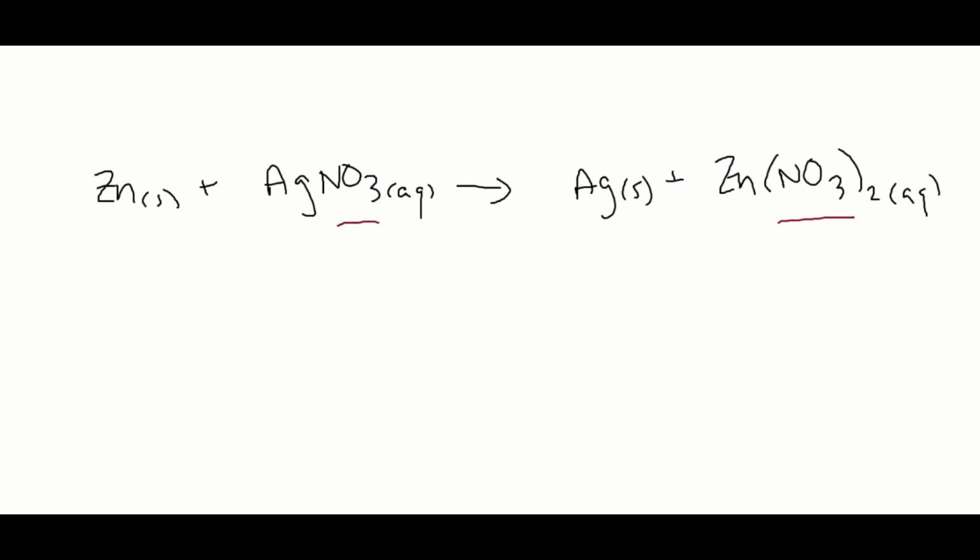There's only 1 on the reactant side. So we need a coefficient of 2 there. That's going to give us 2 silvers on the reactant side. So we're going to need to put a coefficient of 2 where we see silver on the product side. So here's your balanced equation for this single replacement reaction between zinc in a solution of silver nitrate.